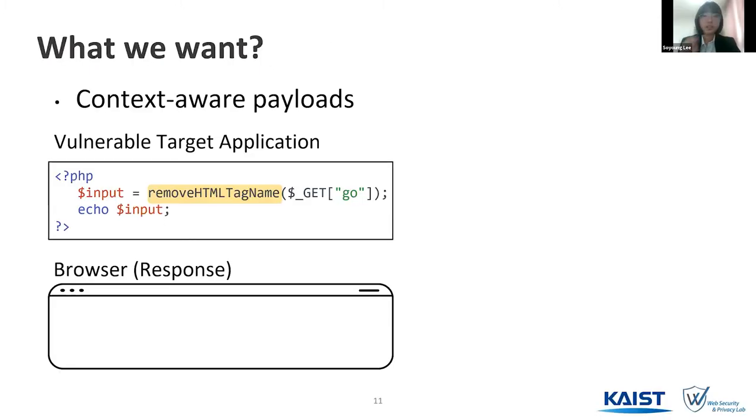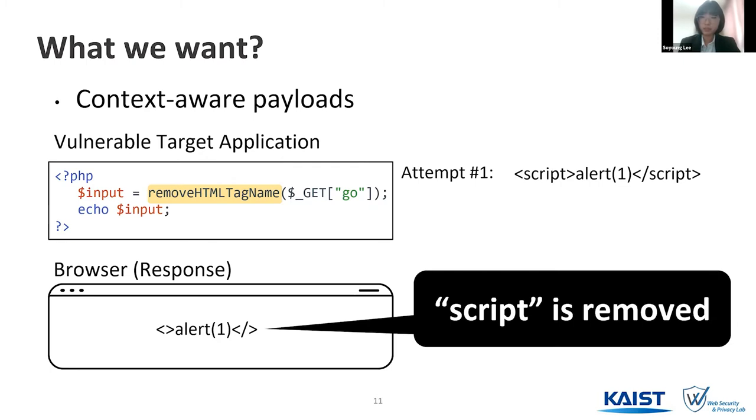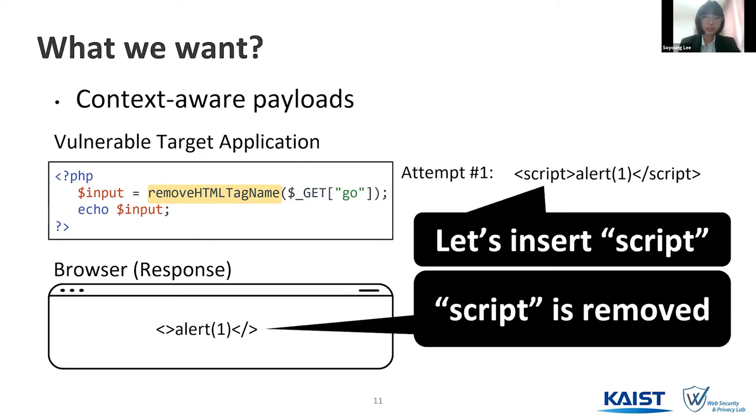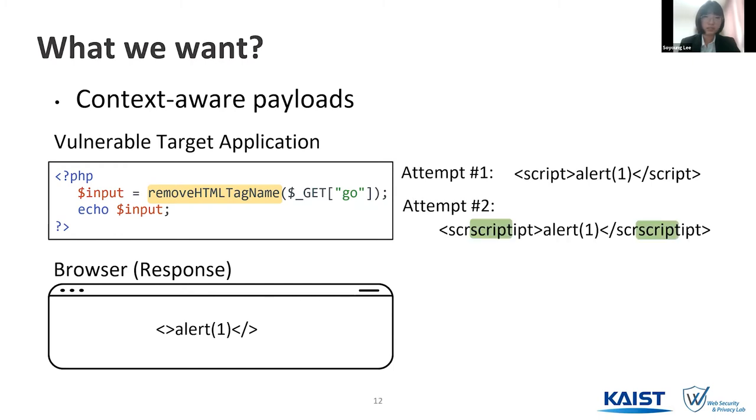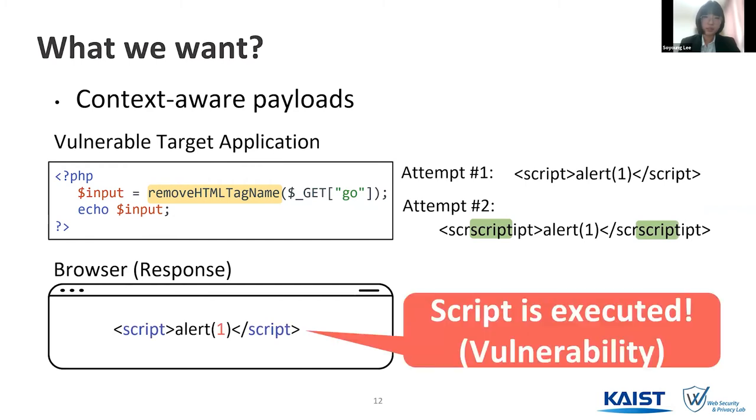Then what is our objective to address this shortcoming? We want to conduct context-aware payload generation. So assume that we want to detect the vulnerability from the previous example. To trigger the vulnerability, we try this payload, then we can observe that the script is removed in the response. Therefore, we can insert the script string into the first payload, like this. And finally, the attack is successful with this payload.